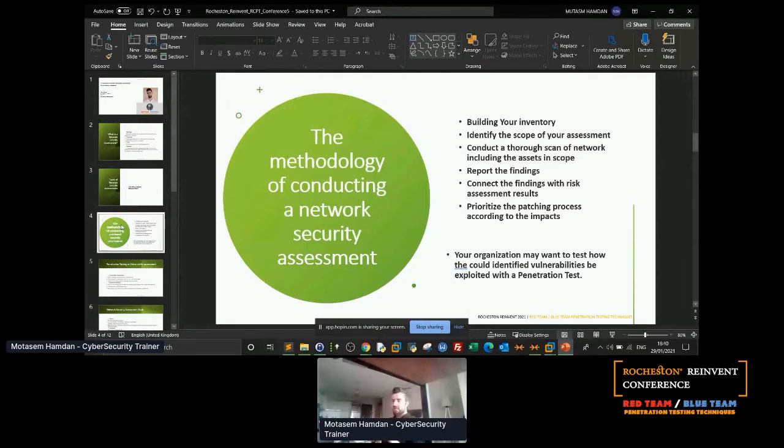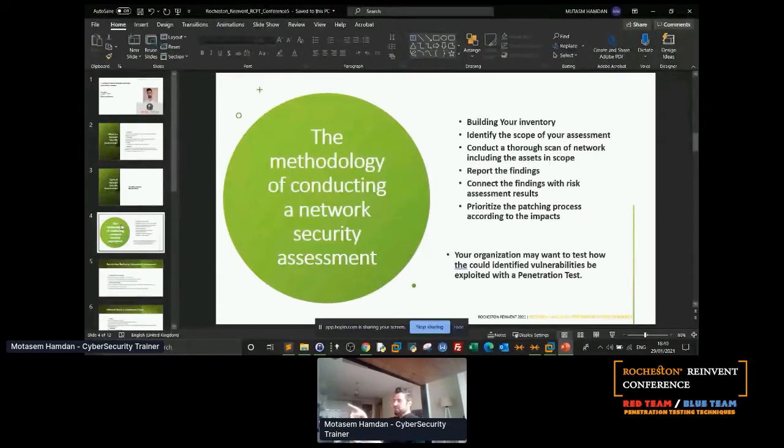Now, the fourth step is kind of optional, right? Connecting the findings with the risk assessment results. So basically, risk assessment is broader than the network security assessment. Risk assessment is about everything in the company, right? The physical assets, the digital assets, everything you have.